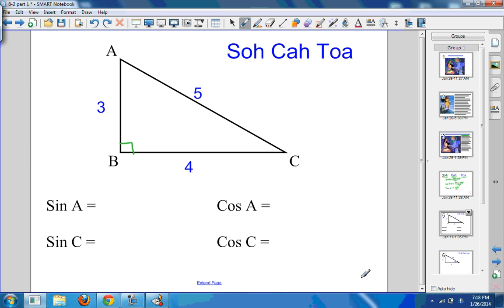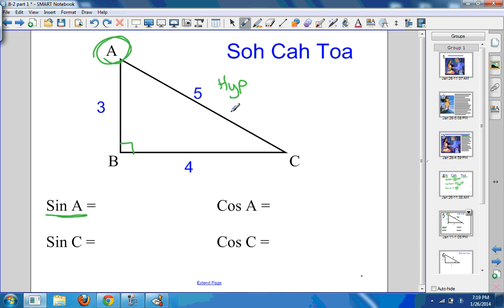So the first thing we always want to do is label our triangle. Alright? So we're first going to look at angle A. First, we want to label our hypotenuse. It's always the easiest. So the hypotenuse, you guys should be saying, is this side over here of our triangle. It's always the longest side. It's opposite the right angle.